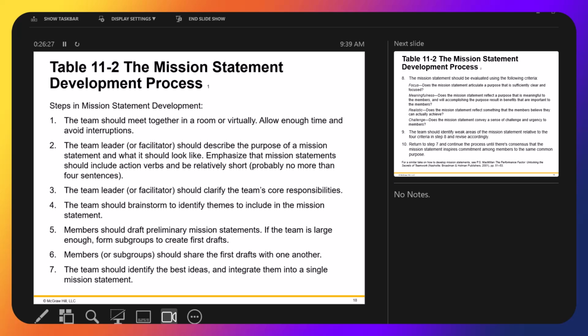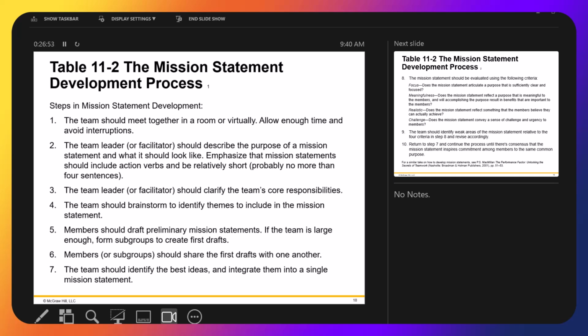The team should brainstorm to identify themes to include in the mission statement. So one of the things you find as a team leader and facilitator is let the group brainstorm and let them help you come up with the mission statement. Why is that important? If they're giving input on it, then that means they're involved in the process. People are much more likely to accept something if they're involved in the process versus you dictating to them.